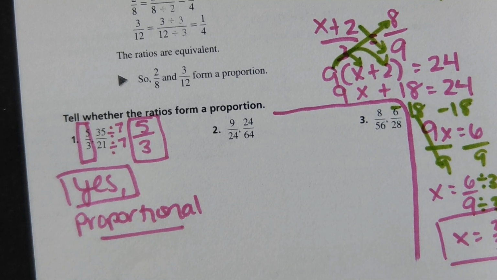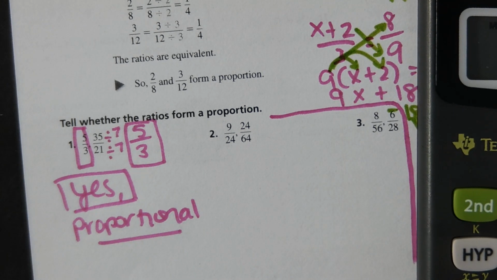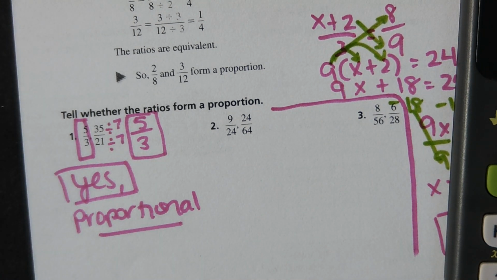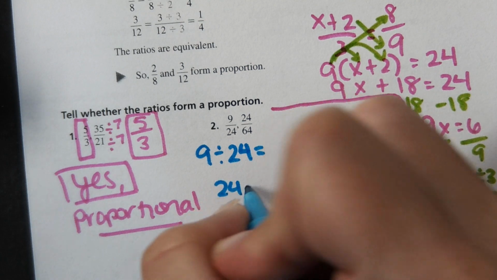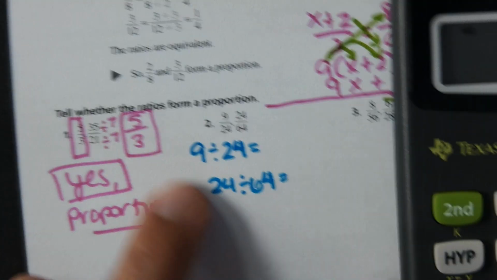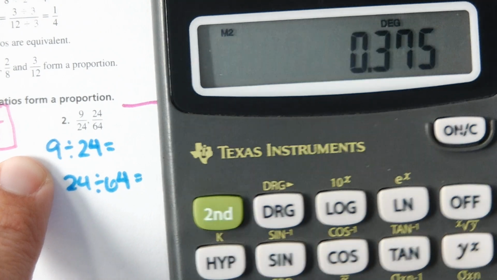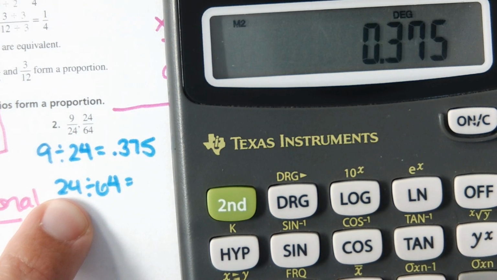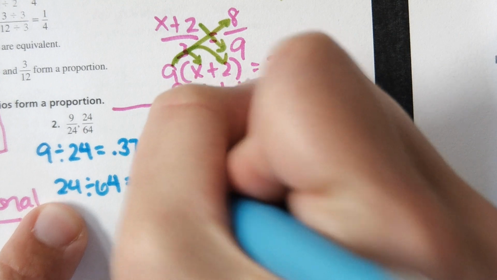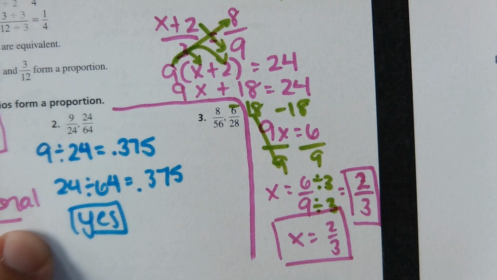There's also another way that you'd probably find easier, so I'm going to go over that too. The other way is to use a calculator to divide both of these numbers, and if they divide to the same decimal, then they're proportional. So in our calculators, we're going to do 9 divided by 24, and 24 divided by 64, and if these come out to the same decimals, then it's proportional. In my calculator, 9 divided by 24 is 0.375. And then 24 divided by 64, 0.375. Since those came out to the same decimal, yes, these two fractions are proportional.